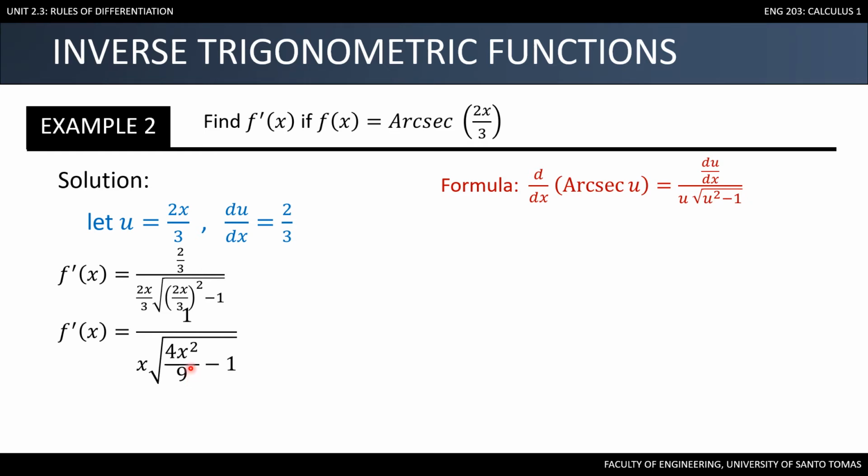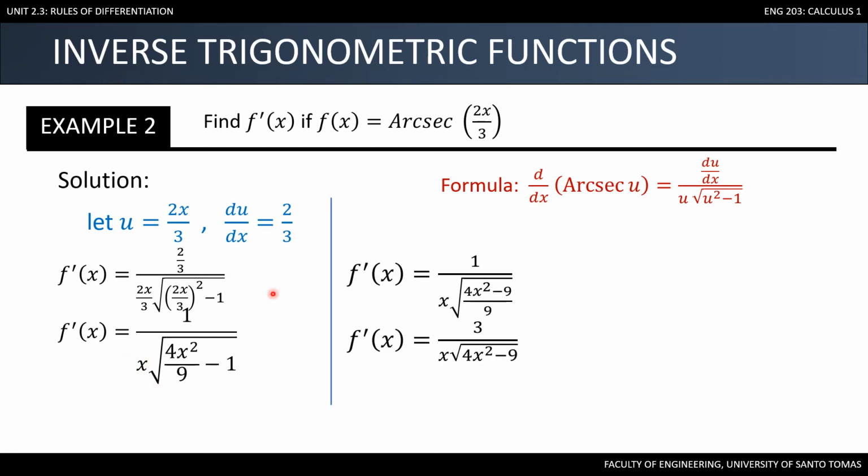Simplifying, we have 2x over 3 squared is 4x squared over 9. And 2/3 cancels out, so we are left with x here. And then f prime of x is equal to 1 over x square root of 4x squared minus 9 over 9. And our final answer will be 3 all over x square root of 4x squared minus 9.